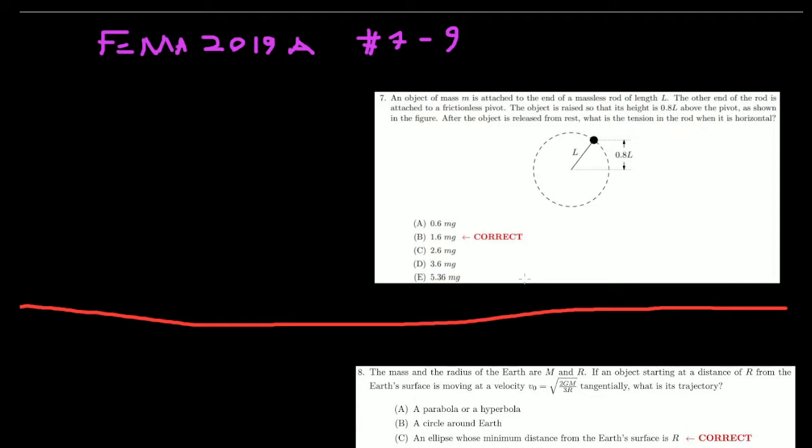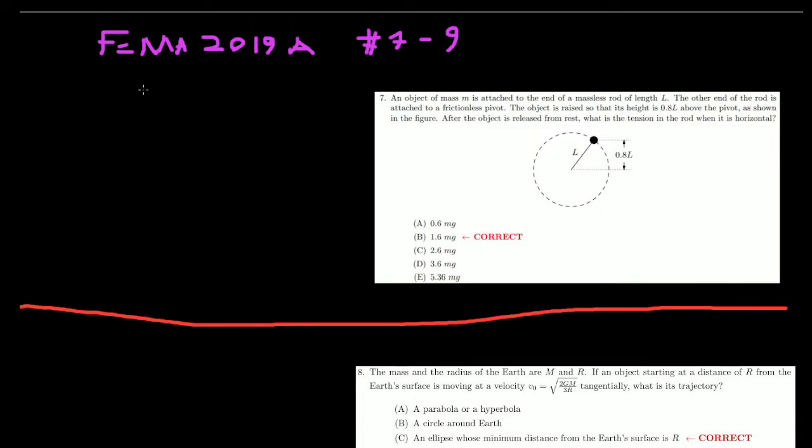An object of mass m is attached to the end of a massless rod of length L. The other end of the rod is attached to a frictionless pivot. The object is raised so that its height is 0.8 L above the pivot, as shown in the figure. After the object is released from rest, what is the tension in the rod when it is horizontal?